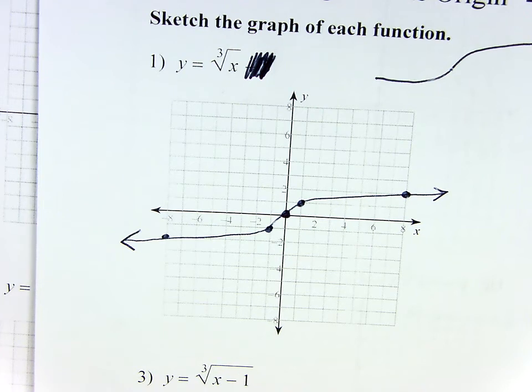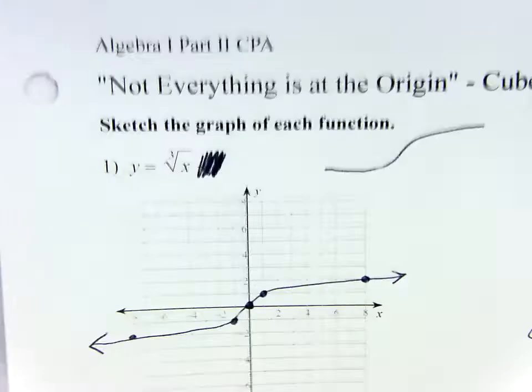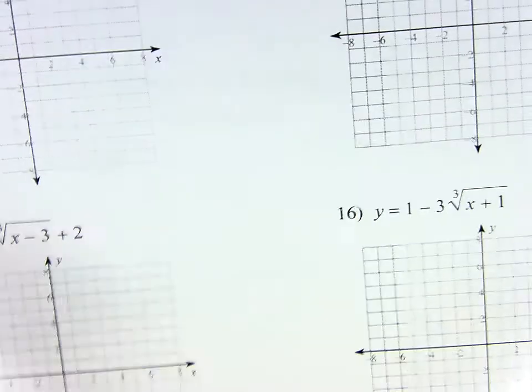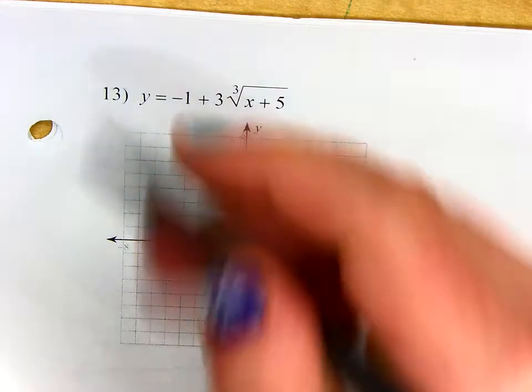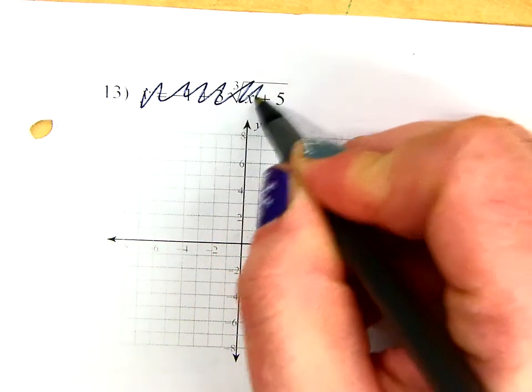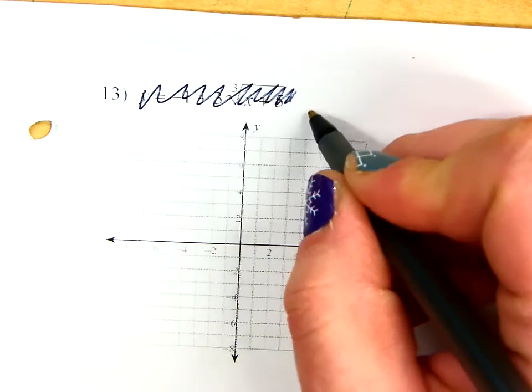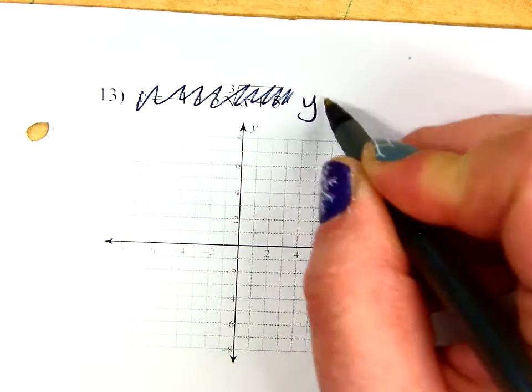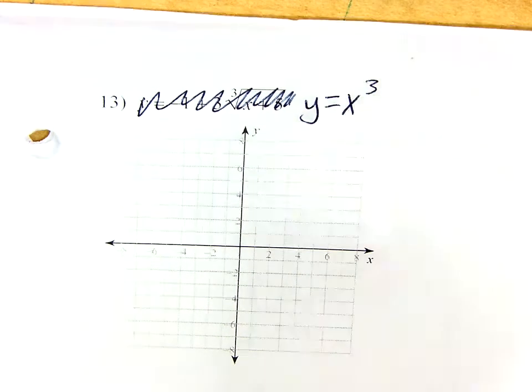So if you could, let's see. Let's take one from the second page. So if you go onto your second page and you look at number 13, let's cross off everything that 13 says, the whole thing. Let's just use this grid to write this parent function, y = x cubed.